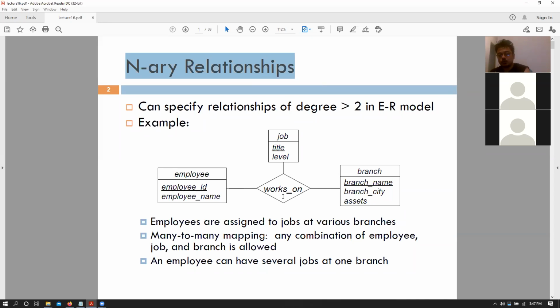So this particular diagram essentially says that employee has a primary key employee ID, note the underline there, and has an employee name. It relates to branch that has a branch name as a primary key, and branch city and assets as its other attributes, right? And it also relates another entity set, that is job, that has the title as the primary key and the level of that person, or in terms of hierarchy, which level does that person work in, right?